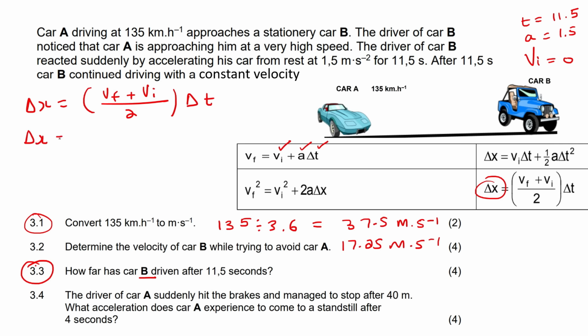Right, so delta x is equal to, now the final velocity for car B we said was 17.25. The initial velocity is 0, and then the time is 11.5. So if we had to work that out, we get 99.19 meters.